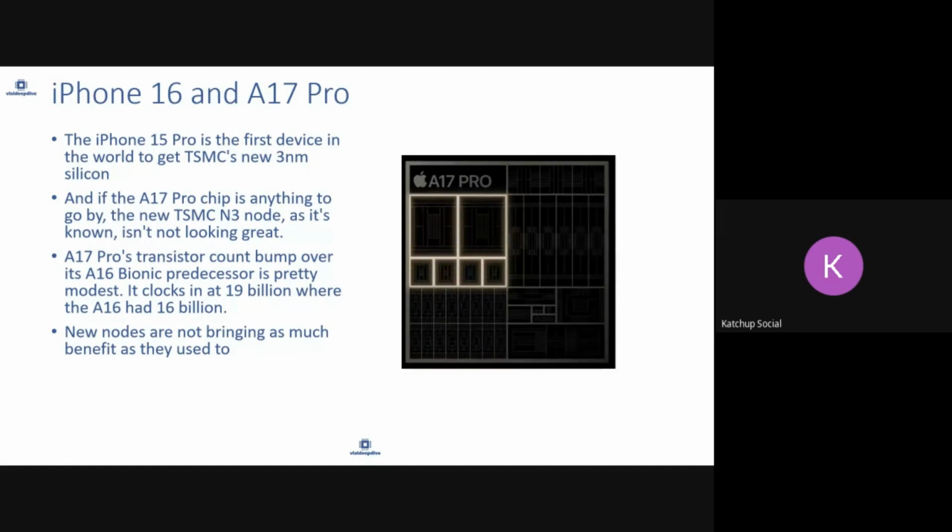And this is an evolving trend, as going into a new technology node is becoming more and more expensive. It's also not bringing as much benefit as it used to bring 10 years ago or maybe 15 years ago. So this is one of the evolving trends, and this is something which was recently released.